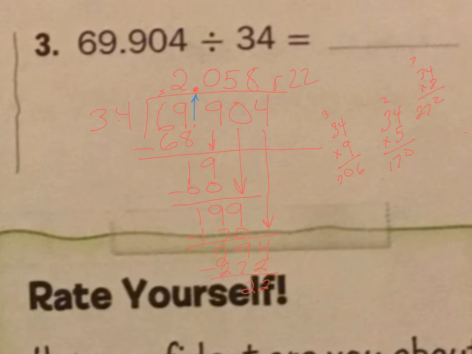But it's rounding it to the nearest tenth. So here's my nearest tenth right here. I look to the number next to it. This 5 tells me I need to go to a 1. So my answer is 2.1.